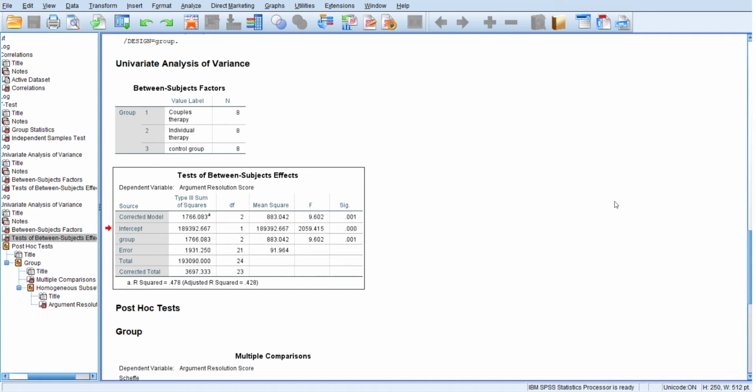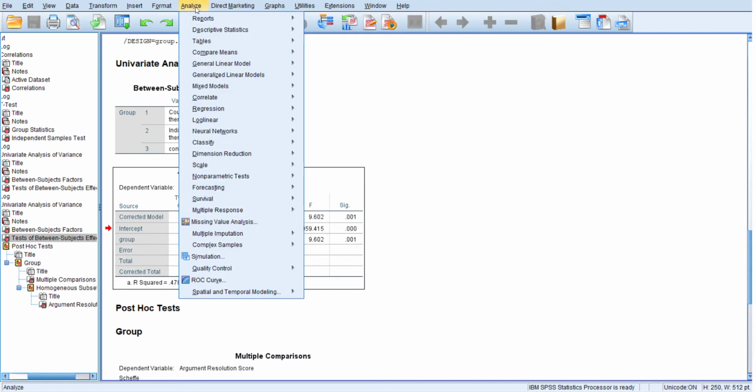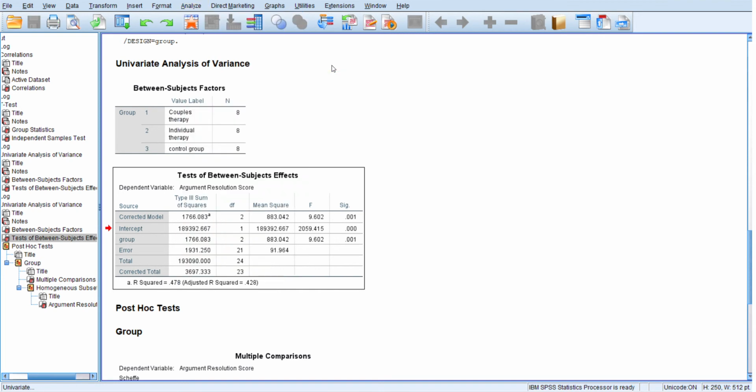The way that we run an ANOVA, I don't know that it will show up on your screen here, it's been having trouble with this, but you'll need to go to Analyze, General Linear Model, and Univariate. When you get to that pop-up, you need to put your independent variable that has at least 3 levels. It should be a categorical variable. In our case, it's group. And then your dependent variable will be, in our case, argument resolution score. So that's what we're looking for.